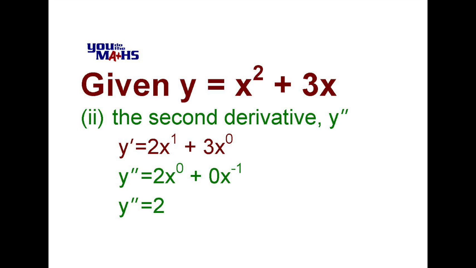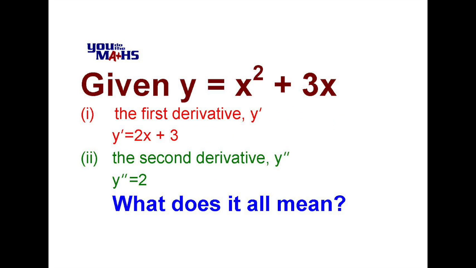So the question then becomes, if the first derivative is y dash equals 2x plus 3, and the second derivative is y double dash equals 2, what does this actually all mean? And the easiest way for us to have a look at this is to put it in the context of the graph, in this case the graph of y equals x squared plus 3x.